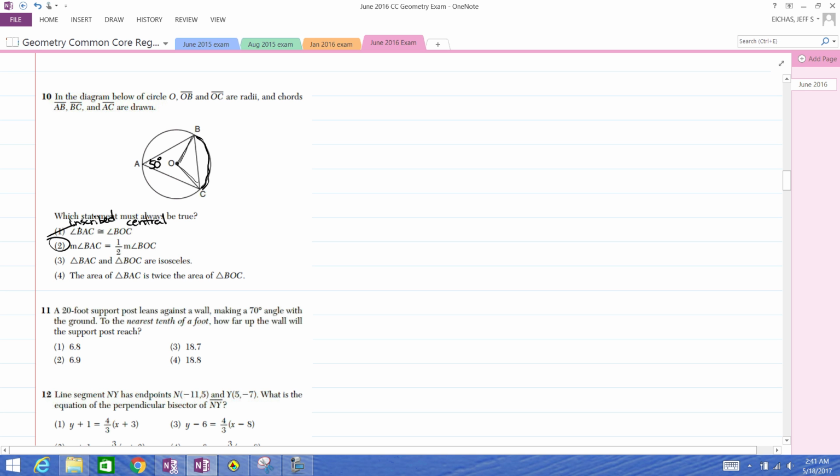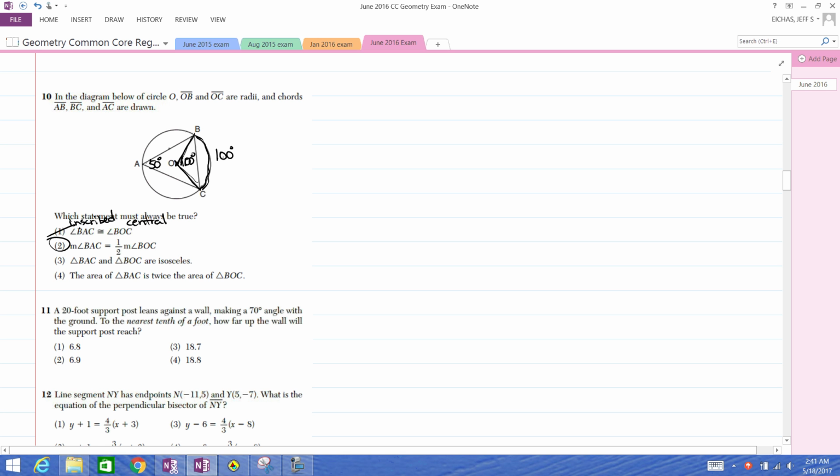For an inscribed angle, you would double the angle to get the arc that it opens up to. And then for the central angle, it's the same measure as the arc that it opens up to. So that's going to work right there. Half of angle BOC is the same as measure of angle BAC. Why aren't these going to work?